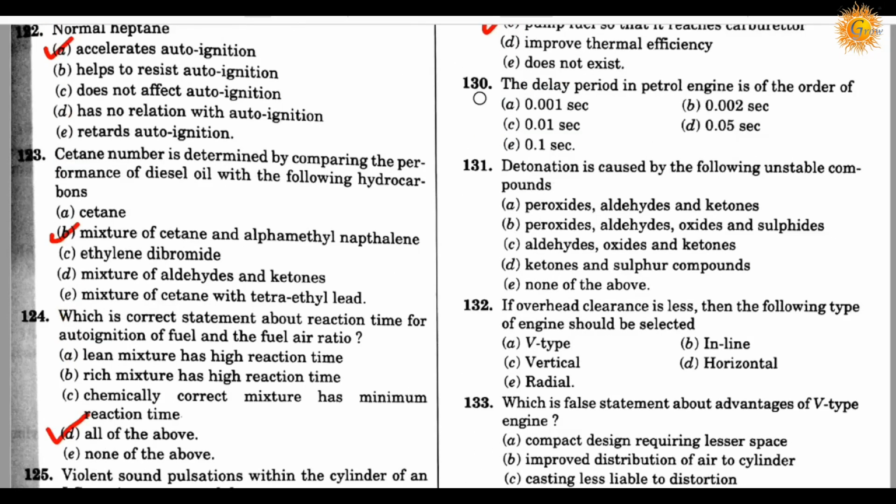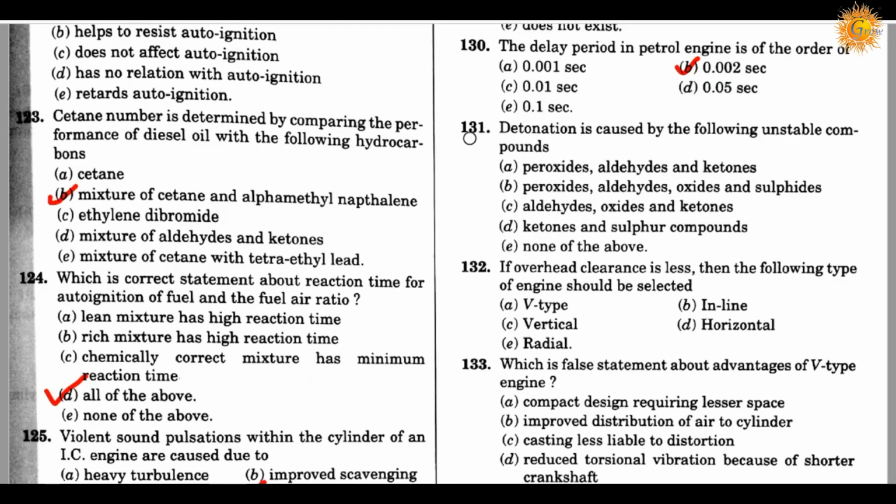Question number 130. The delay period in petrol engine is of the order of: option A, 0.001 second; option B, 0.002 second; option C, 0.01 second; option D, 0.05 second; option E, 0.1 second. So the correct answer is B. Delay period in petrol engine is of the order of 0.002 second.